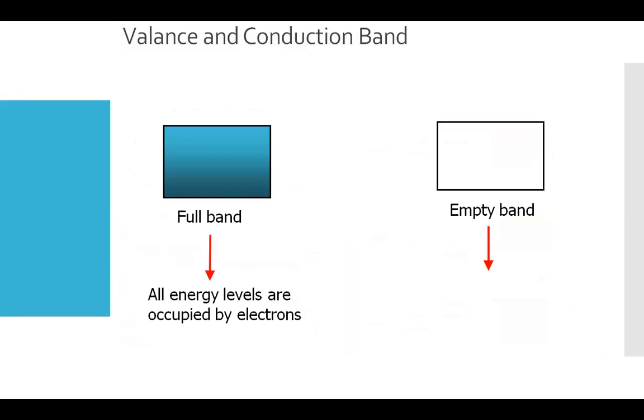So that is the difference identified here. All the energy levels are occupied by the electrons, that is the full band. If you have no electrons, or all the energy levels are empty, then it is the empty band. Just like in the previous representation, in the allowed band the energy levels are occupied by the electrons, that is the allowable band. But in the forbidden band, there will be no energy levels or no electrons. So that is the empty band structure.